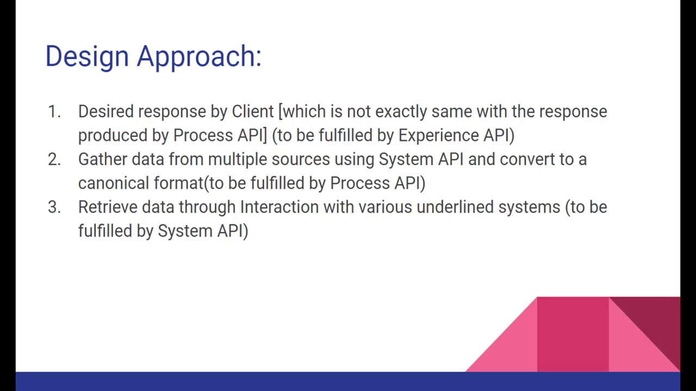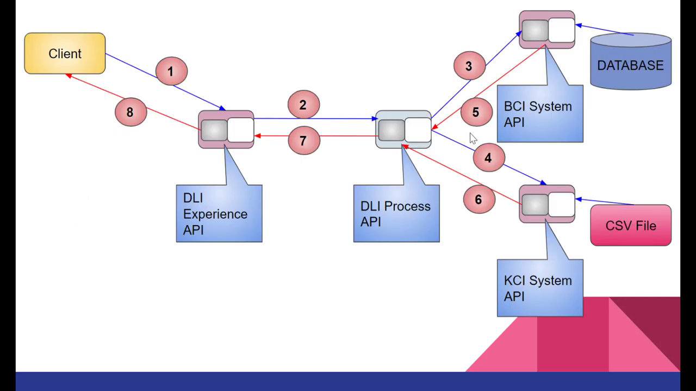Also, the second requirement, gather data from multiple sources using the system API and convert to a canonical format, is about to be fulfilled by the process API. And then there is a system API which will directly interact with the underlying system, that is the database as well as the CSV file, and will fetch the data from there. So this is the pictorial representation of the solution which we are about to build.